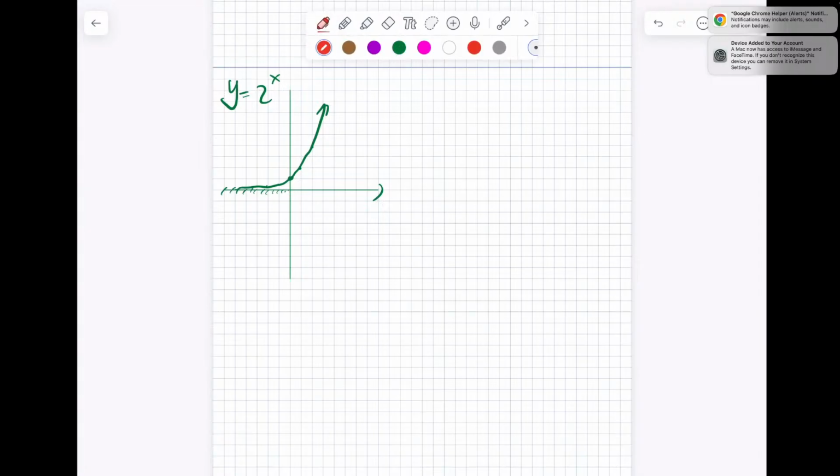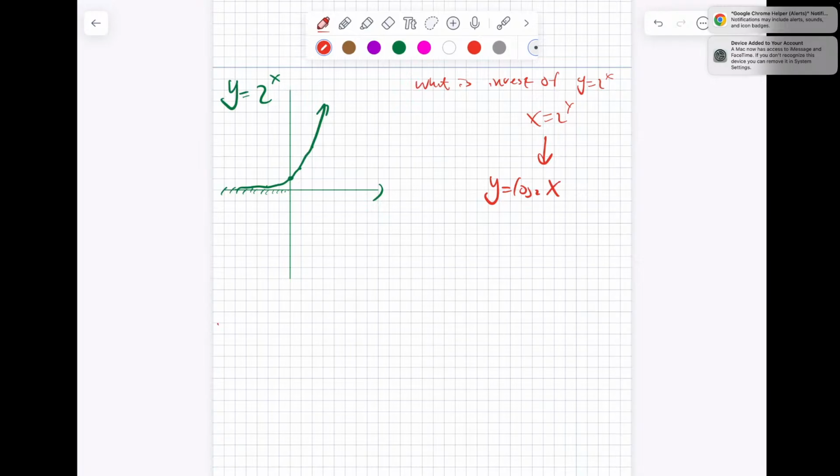So what is the inverse of y equals 2 to the x? That means x equals 2 to the y, right? But then you say, how do I get y by itself? I can't really get y by itself because y is in the exponent. Then we must have some new introduction of functions. This new function is actually y equals log base 2 of x.